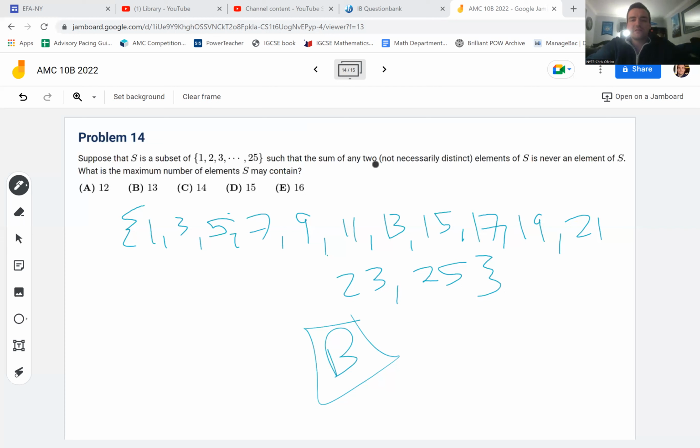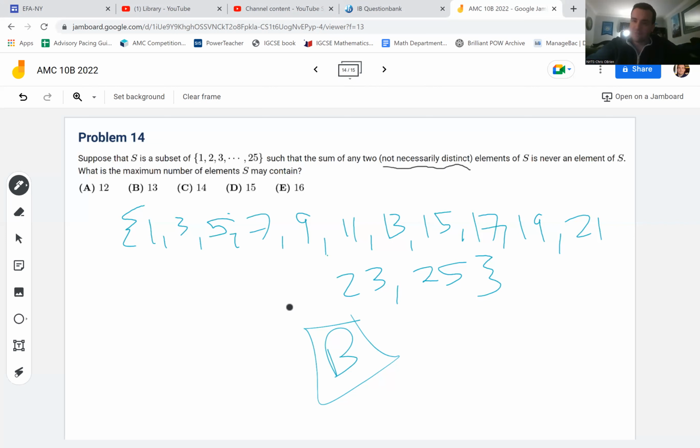And then I realized I forgot this part here, the part that says not necessarily distinct. I was ignoring that part when I was doing the problem. What that means is that you cannot have the sum of a number and itself. So when I was putting in one, for example, I actually can't put two because one plus one is two. Then I can put three, but then I cannot put six, and I cannot put four, because three plus three is six and one plus three is four.